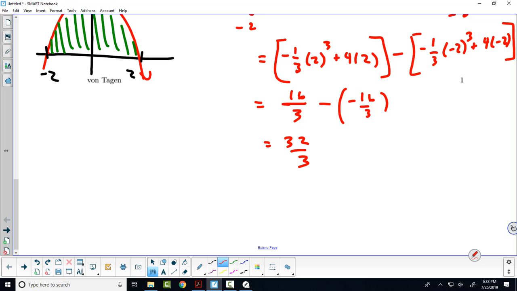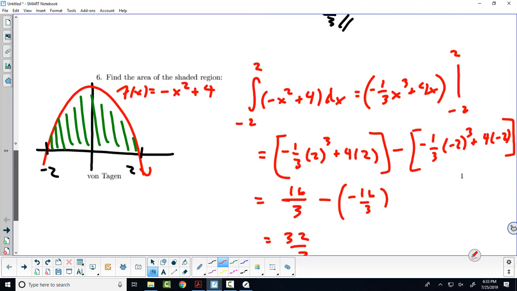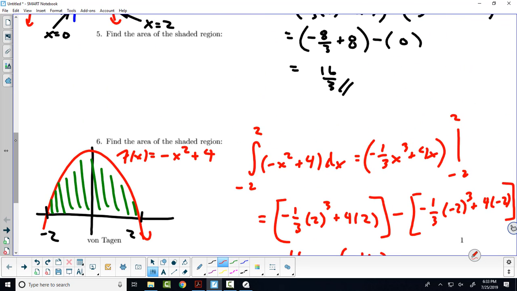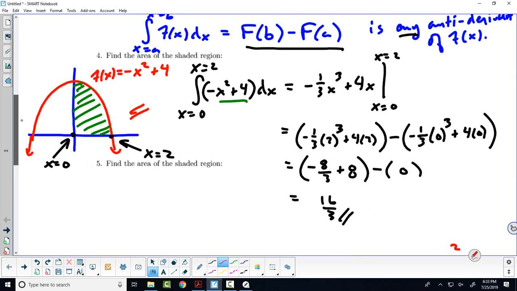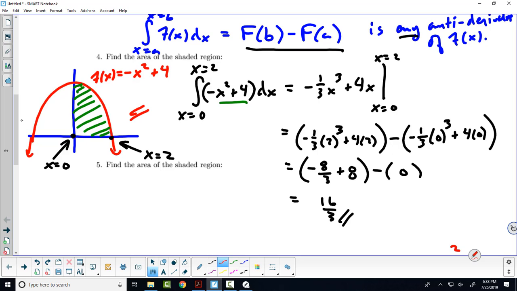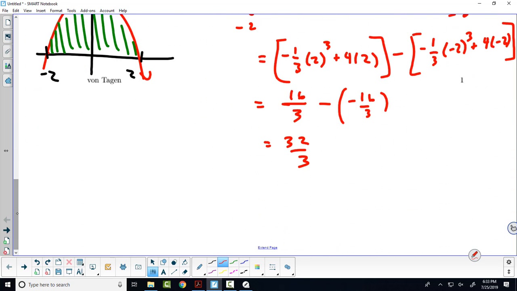Okay. I want you to convince yourself that that answer makes complete sense. What were we doing? We were computing this area. How does this area compare to this area right here? It's twice the amount, right? By symmetry. Specifically, this function is symmetric about the y-axis. And since it was symmetric about the y-axis, we can make some sort of statement.